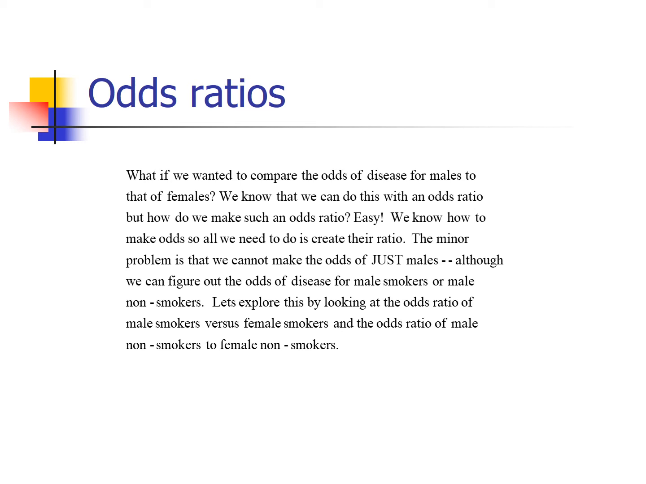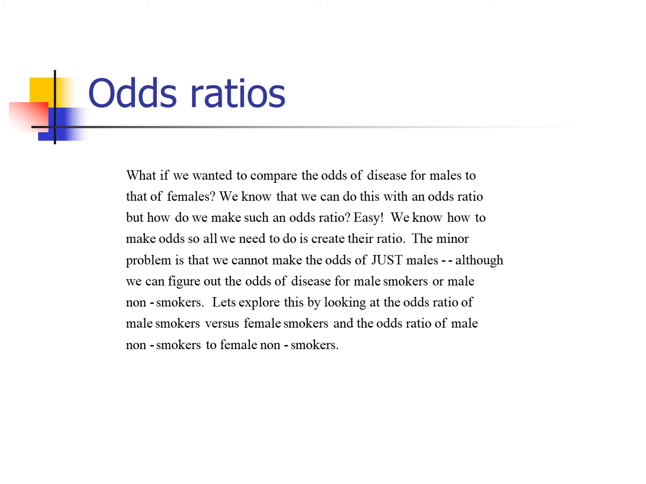So we have odds, we have probabilities. What is something else that we've talked about before? In fact, we talked about this as a really nice way of showcasing possible relationships when we're working particularly with categorical variables, and that is an odds ratio. So what if we wanted to compare the odds of disease for males to that of females? Well, we know that we could do that with an odds ratio.